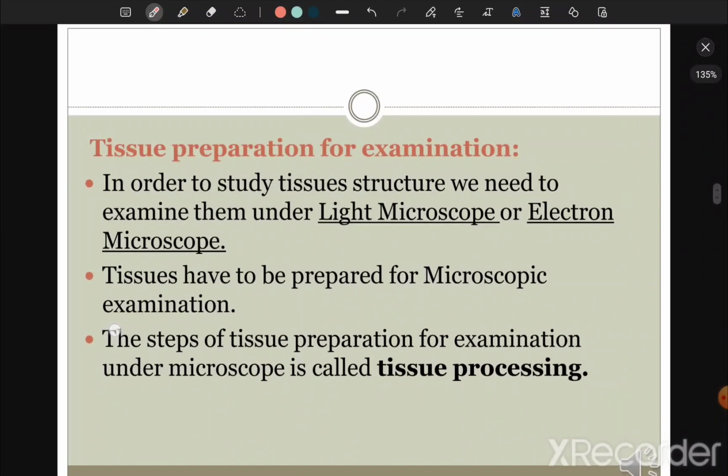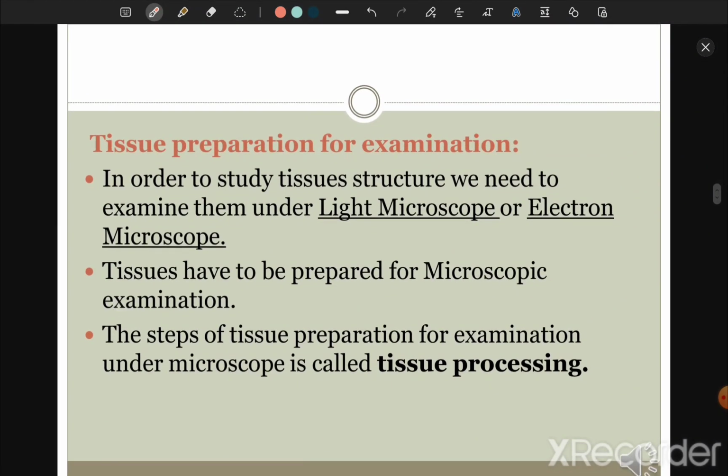Regarding the tissue preparation for examination, we discussed today in the practical session of the histology that before we examine tissues under the microscope, we have to prepare them to be sectioned and stained in a group of tissue preparation steps. We will not mention the steps again here, just the highlights to remind you. But we have to say why we prepare the tissues.